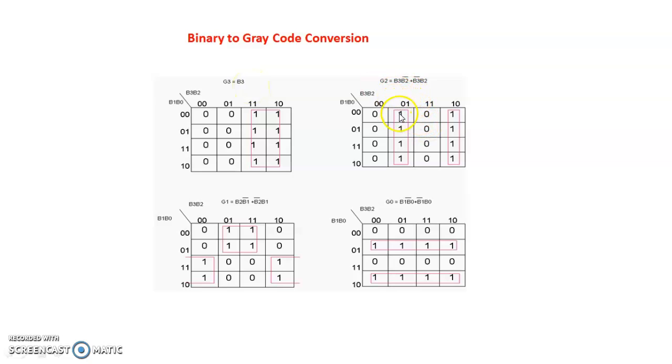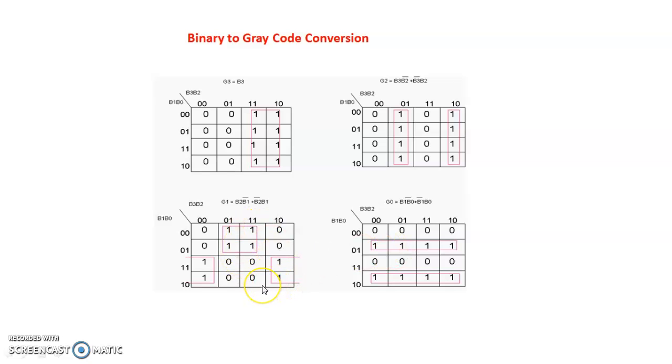Same for the G2 conditions here. For this G2 there are 2 groupings. You can form the expression: G2 is equal to B3 bar B2 plus B3 B2 bar. So this is the expression for G2, and for G1 the expression is this, there is 1 group and again this one makes the second group.